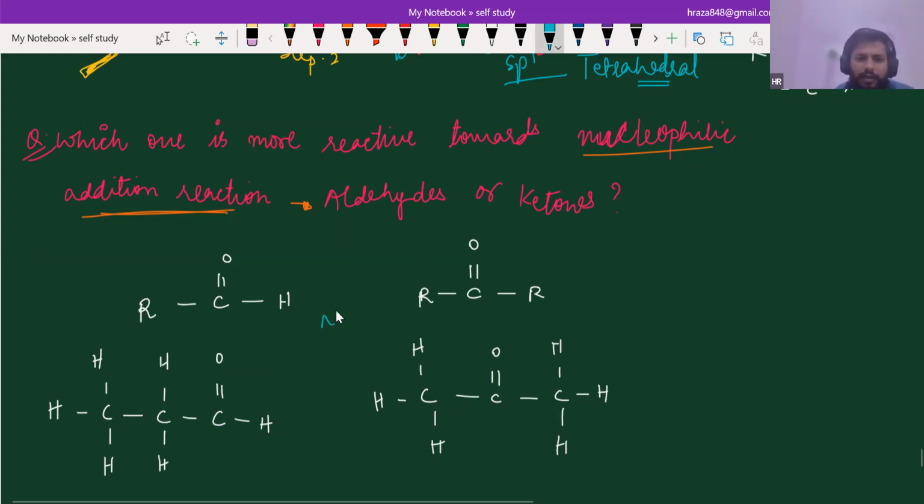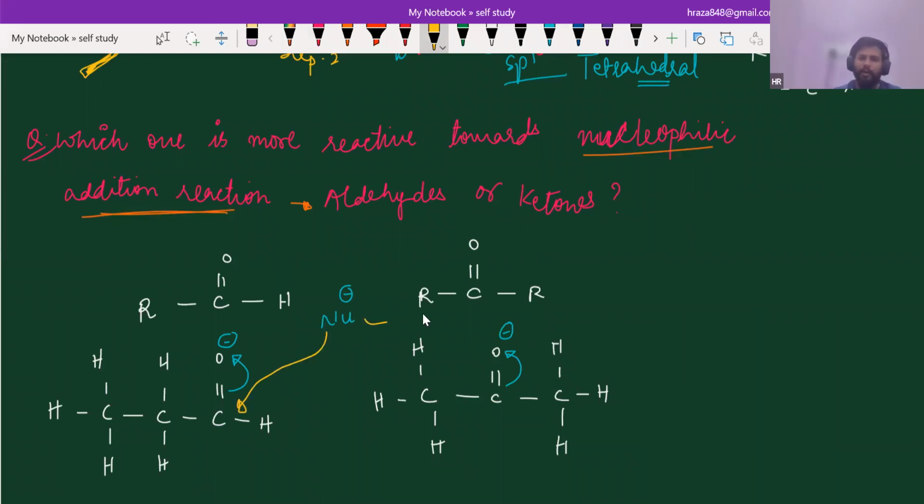So if there is a nucleophile, as you can see, both are carbonyl compounds, and the oxygen is more electronegative. So oxygen will take electron from carbon. There will be a negative charge on oxygen in both. So can anyone tell me in which of these two nucleophiles can easily attack on carbon?